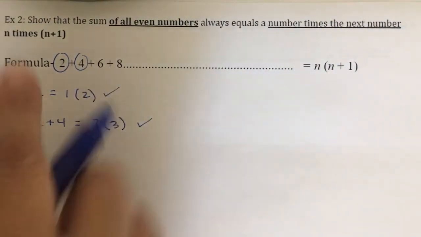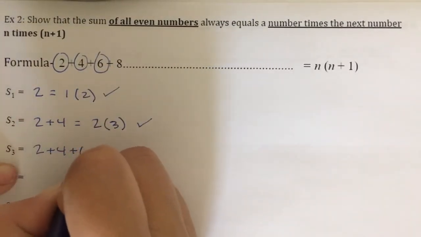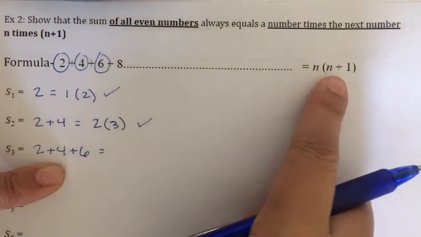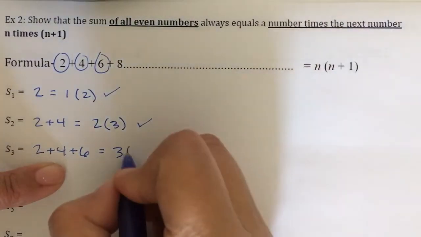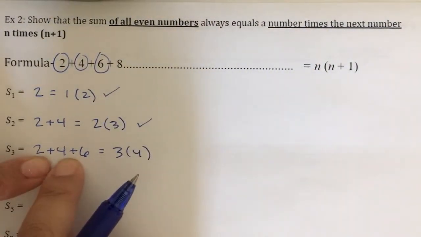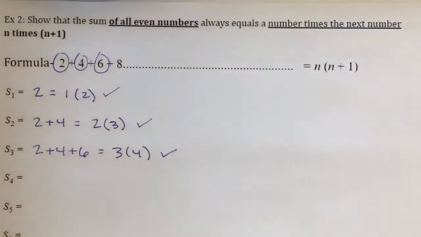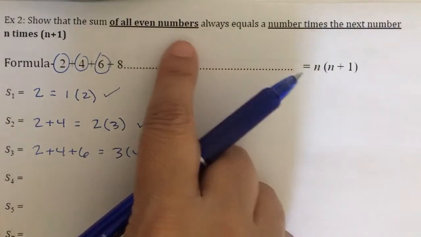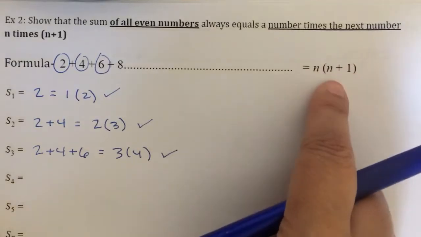If n equals 3, that means you take the first 3 even numbers. Does that equal the other side if I plug in n equals 3? 3 plus 1, that's times 4. So this equals 12 on the left side, and it equals 12 on the right side. So then they're the same on both sides. Okay, then you would continue to do that. And if you have enough evidence, you would say, well, it worked for the first 5 numbers, so it seems to be true. The sum of all even numbers will always equal a number times the next number, n times n plus 1.